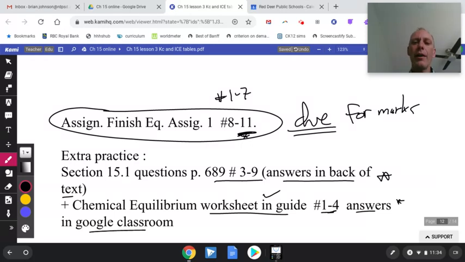Okay. All right. I'm afraid to hit the stop button and see how long this lesson was. I know it was a doozy, but I had to get through it. It was a big one and an important one. Make sure you get ICE tables dialed in and equilibrium constants.